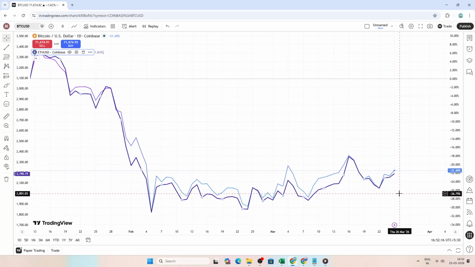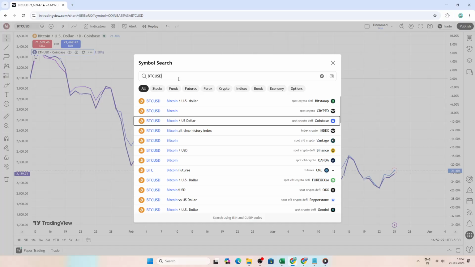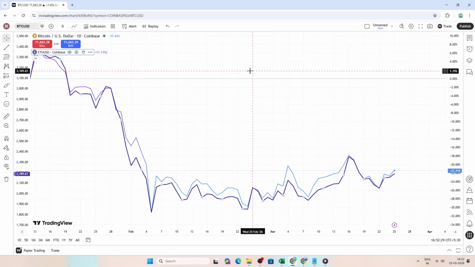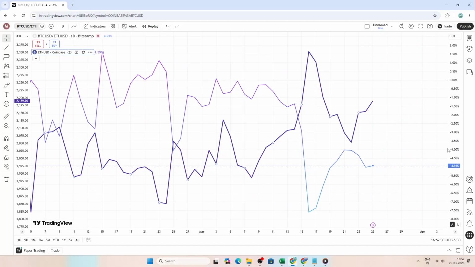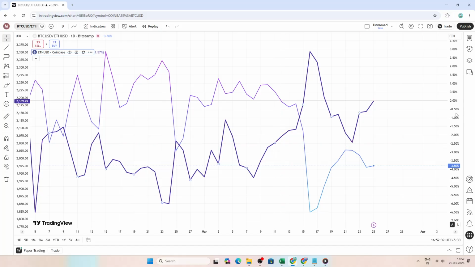Optionally, build a ratio chart to analyze the spread directly. In the symbol search bar, type your numerator followed by a slash and the denominator. Like BTC/USD by ETH/USD. This creates a custom spread where a rising line means the numerator is outperforming the denominator, and a falling line means the opposite. Ratio charts are excellent for spotting stretched moves and potential mean reversion areas, letting you focus on relative value instead of absolute price swings. That's the full setup.